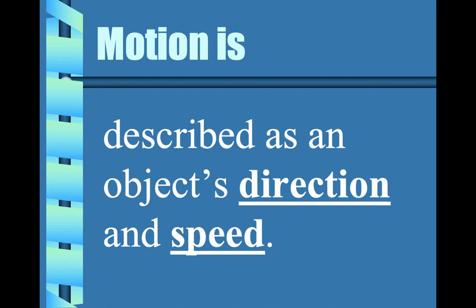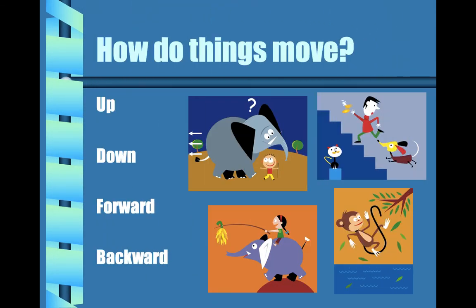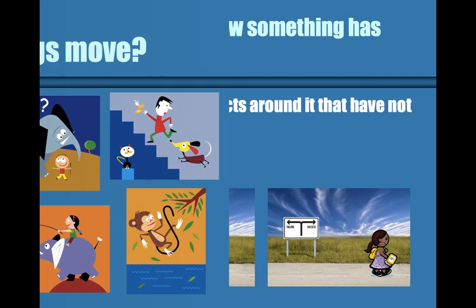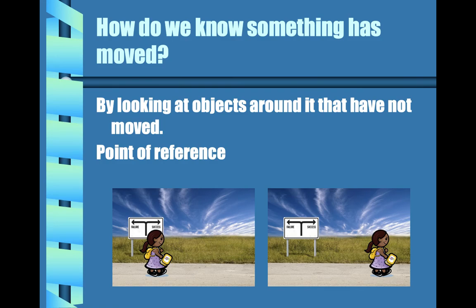The next vocabulary word that we're going to be looking at is motion. Motion is described as an object's direction and speed. How do things move? What directions do objects move? Well, they can move up, down, forward, backwards, or side to side. How do we know something has moved? By looking at objects around it that have not moved. Those objects that have not moved are called point of reference.